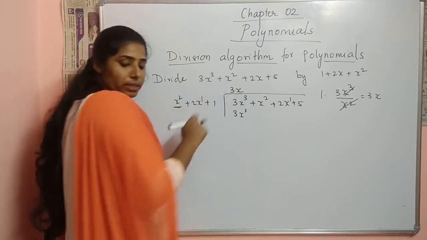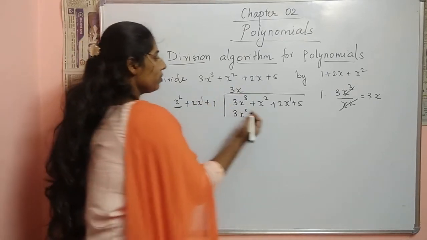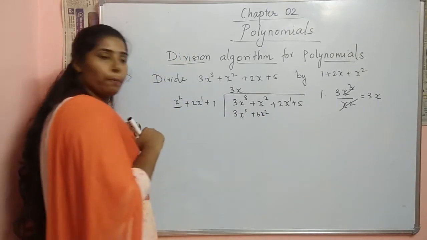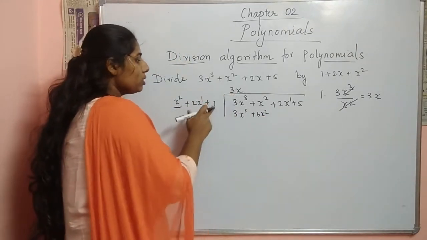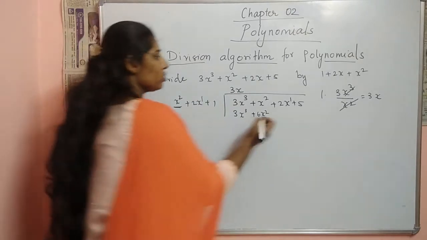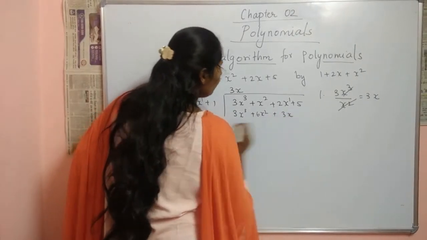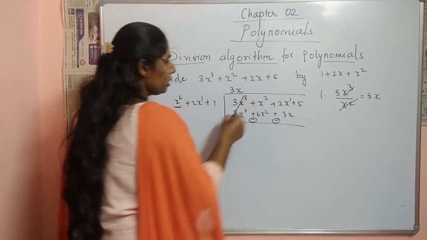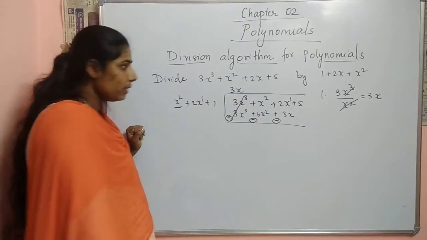X into x is x square. So you will get here 6x square. So plus 6x square. Next, 3x into 1 is nothing but 3x. So plus 3x. So we will subtract it. So change the sign. So 3x cube will get cancelled.